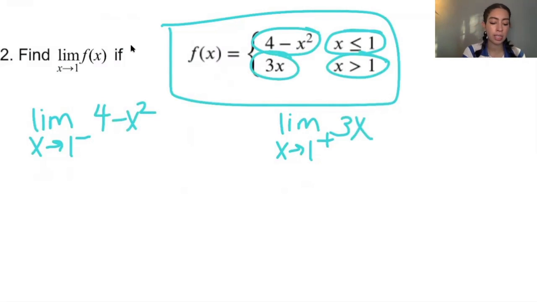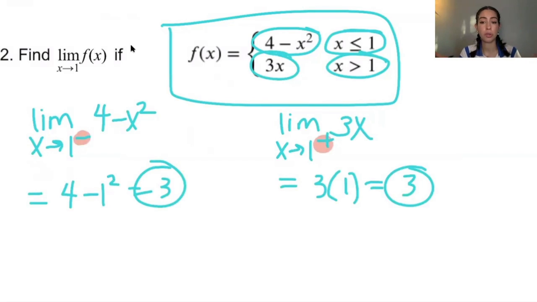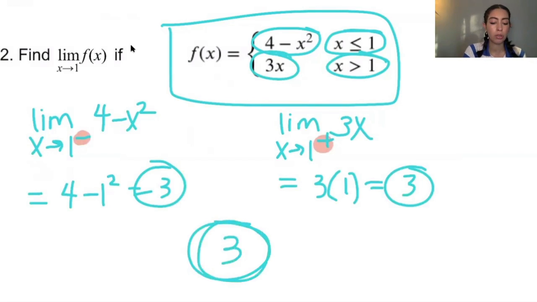From here, we're just going to find these algebraically, ignoring that little negative and positive that we see there. We can just go ahead and do direct substitution. So if I plug in 1, I'm going to get 4 minus 1 squared, which is 3. And then if I plug in 1 to the right side equation, I get 3 times 1, which is 3. So this time, the left side is equal to 3, and the right side is equal to 3. Since they are the same on both sides, my total limit is going to equal 3. So the solution to this problem is 3.